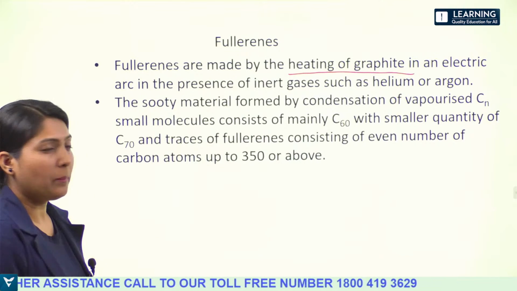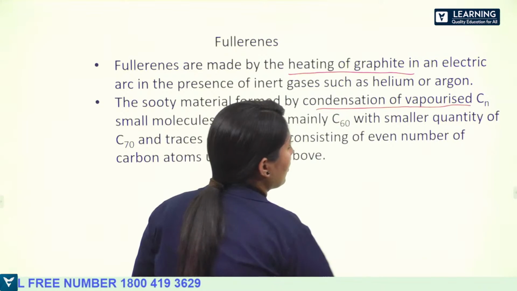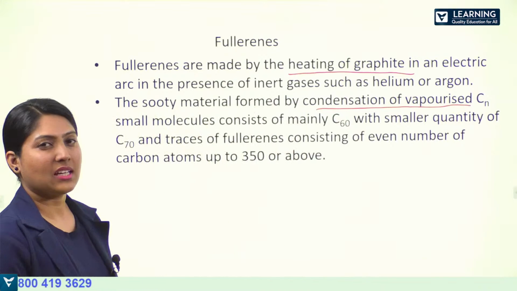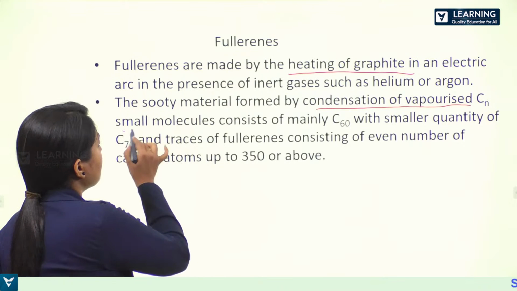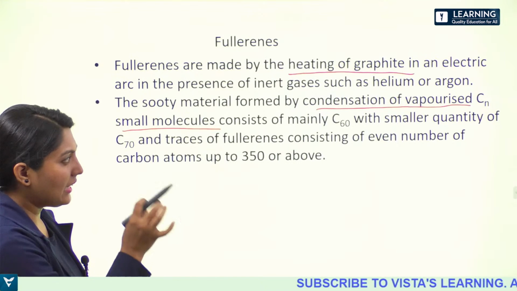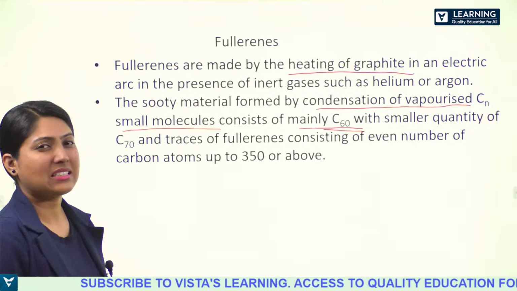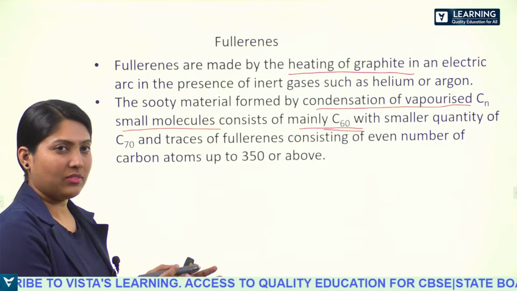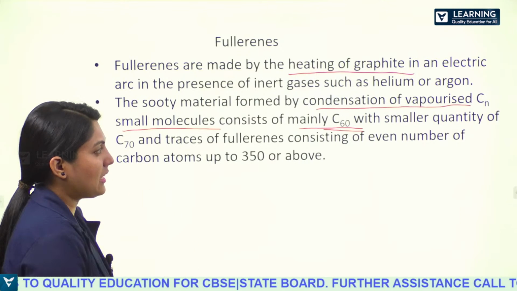So the sooty material is formed by condensation of vaporized Cn. Cn means carbon with n number of atoms. Small molecules, mainly they contain 60 atoms. If you have the sooty material made up of carbon, how many carbon atoms are there? 60 carbon atoms are there.